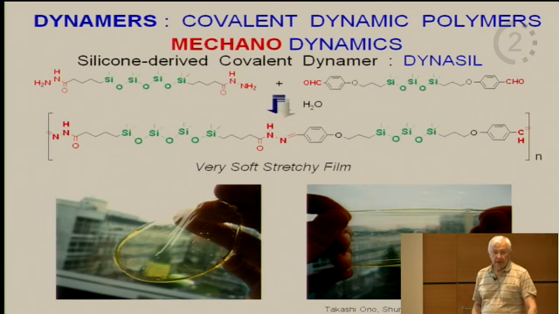Can you modify the mechanical properties of your dynamers? This is a polymer of dimethylsiloxane units. Dimethylsiloxane is a very floppy type of stuff. You have NH2, you have aldehyde, you mix, and you get this very soft and stretchy film, a terrible film. In terms of mechanical properties, horrible. Nobody would be interested in looking at something like that.